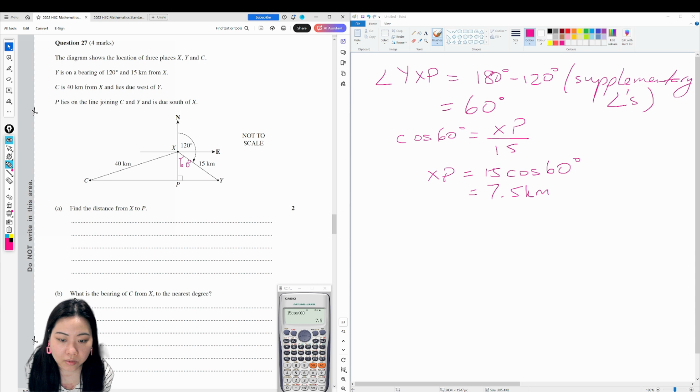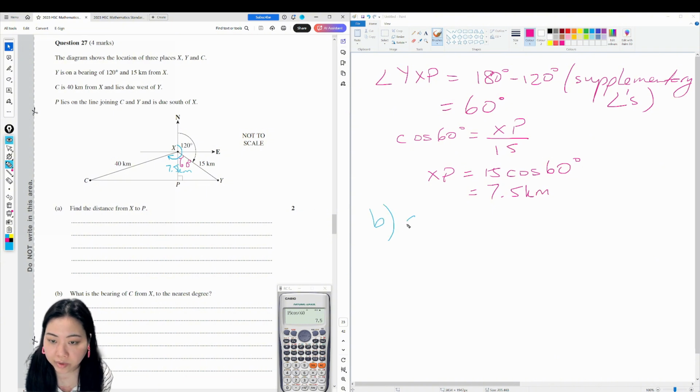And then B. What is the bearing of C from X to the nearest degree? I'm going to change color again. We are going to find the angle from there to there. No, 120 and 60, so that's 180. So all we really need is that angle here. And that angle we can find because this side is 7.5 kilometers. We've got an adjacent and a hypotenuse to this triangle as well. And then we can find that angle over there.